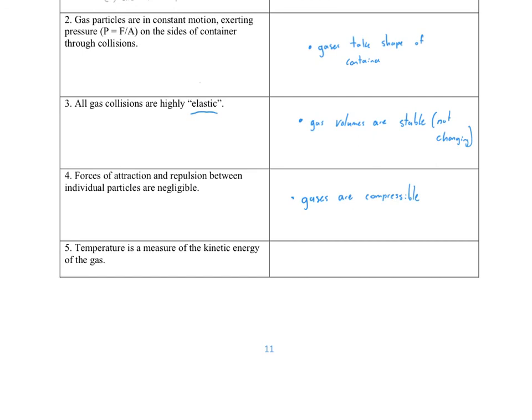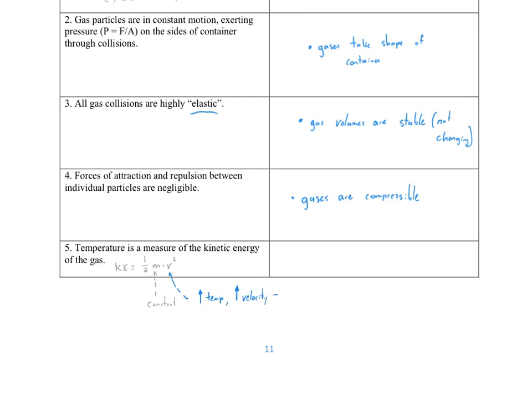Okay, number 5. Temperature is a measure of the kinetic energy of the gas. So if temperature is a measure of the kinetic energy of a gas, and we know that kinetic energy is equal to 1/2 times the mass times the square of the velocity, that means that the temperature is basically related to this mass times the square of the velocity. Now, of course, because we have a fixed mass, that mass is constant, right? We're not changing the mass of an atom. It stays the same. That means that when we change the temperature, that must mean the velocity is also changing.